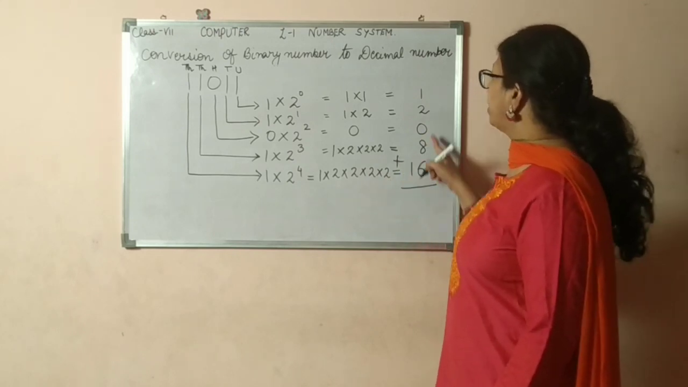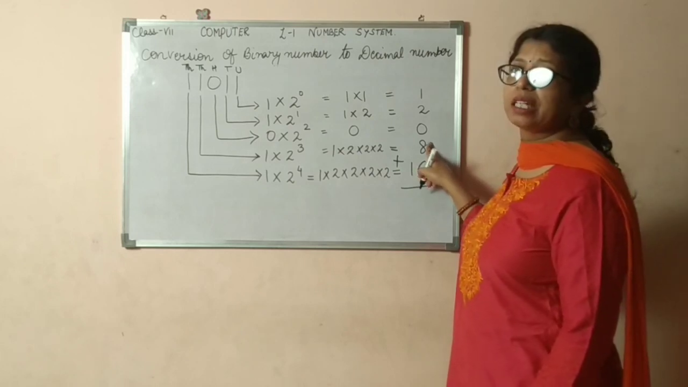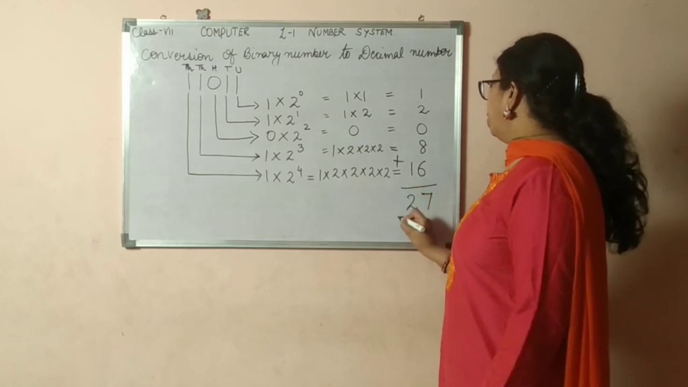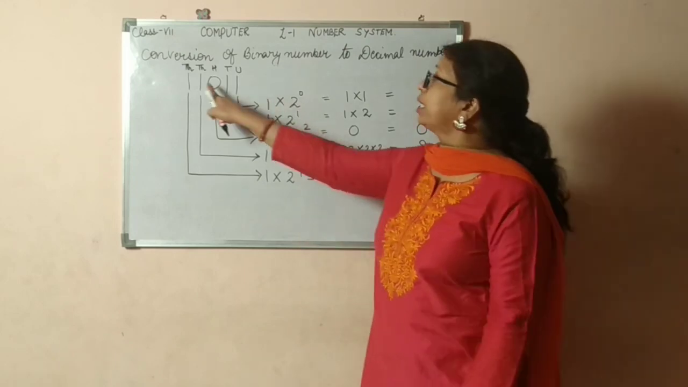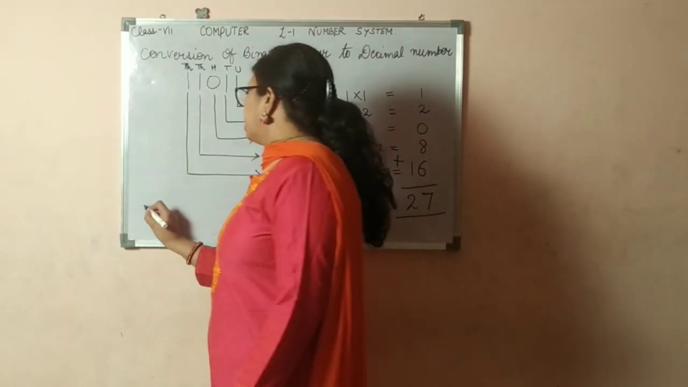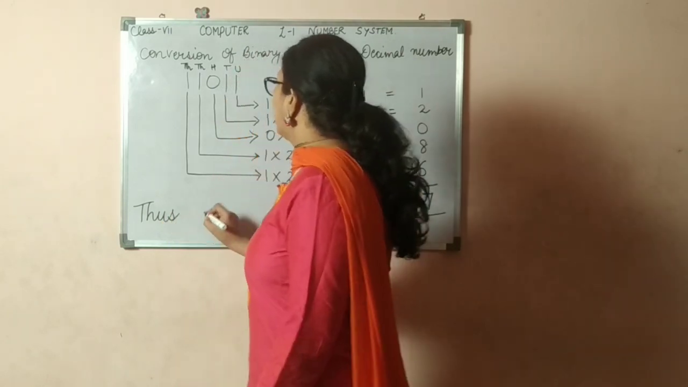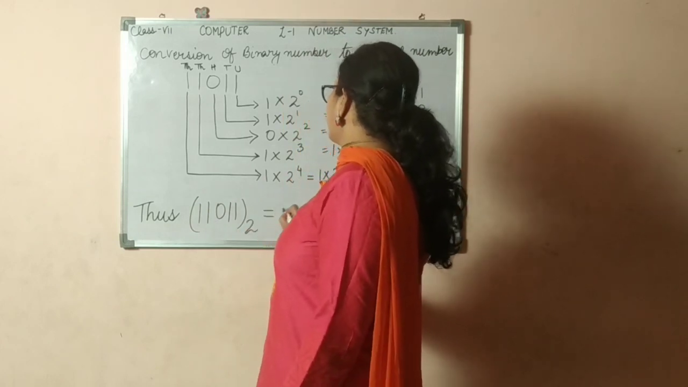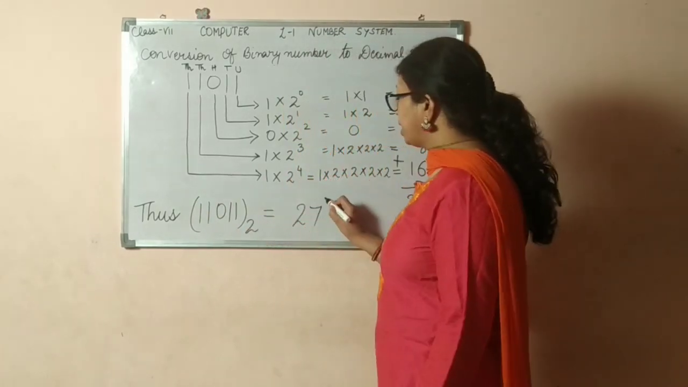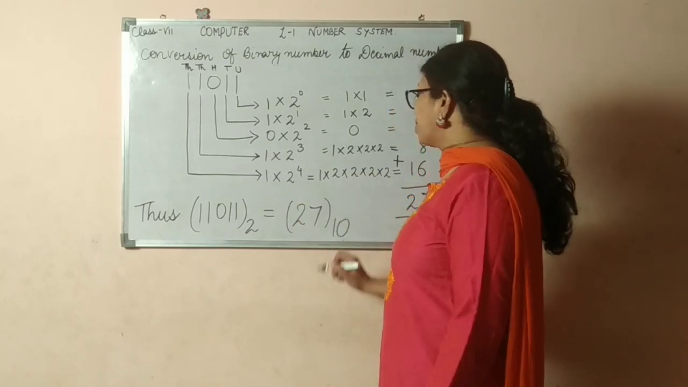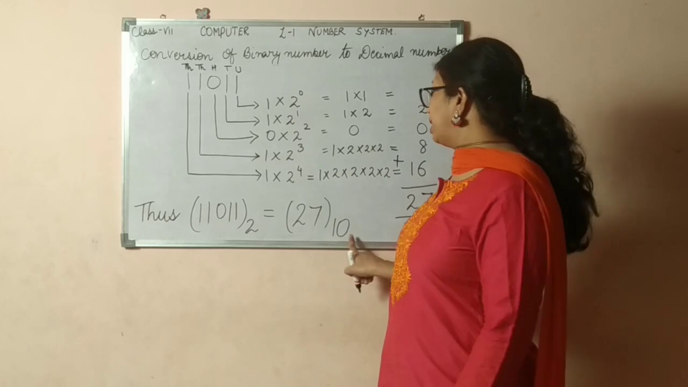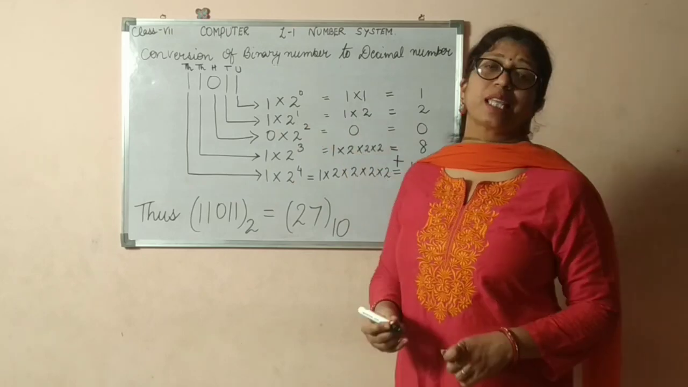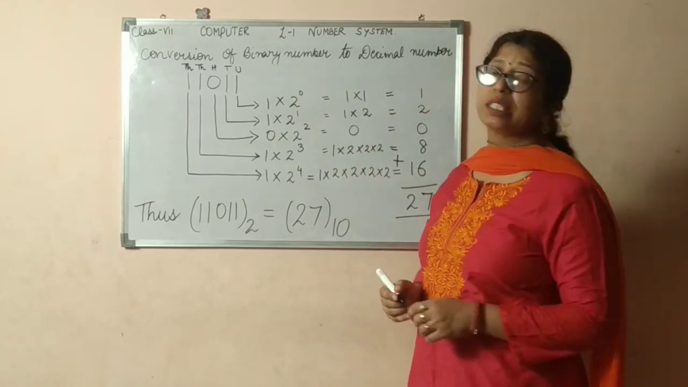When I add all these, 16 plus 8 is 24, plus 2 is 26, plus 1 is 27. So which decimal number am I getting after converting this binary into decimal number? 27. Thus, if I change 11011 base 2 into decimal number, I will get 27 as my decimal number. Always remember to write down the base of the decimal number and the base of the binary number. I hope with these examples the concept of conversion of binary number to decimal is clear to you.